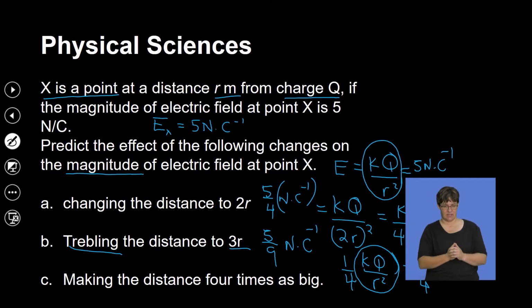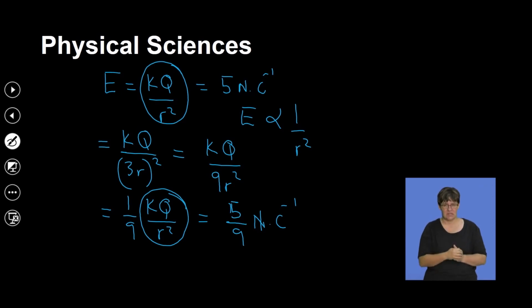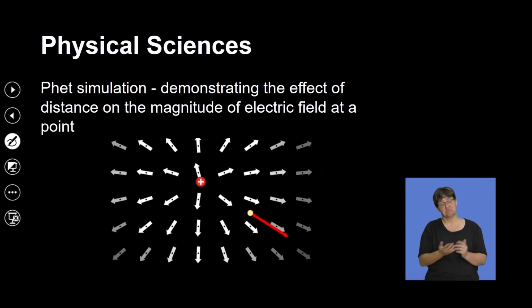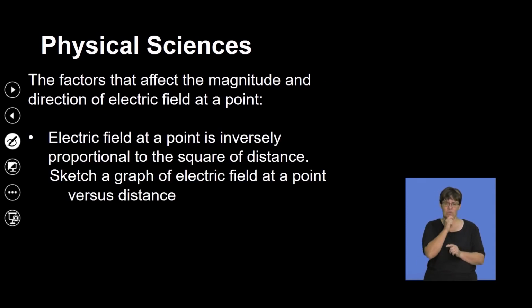What about if we make the distance 4 times as big? We need not go back to the simulation now because we've picked up the pattern. So if it's 4 times as big, we are simply saying that it's going to be KQ over 4R squared. So we're squaring 4R. So this is 5 over 16 newtons per coulomb. So it's even smaller and smaller. Now, we can arrive at a point where we say, okay, so if that's the case, we've used the PhET simulation as we have shown earlier.